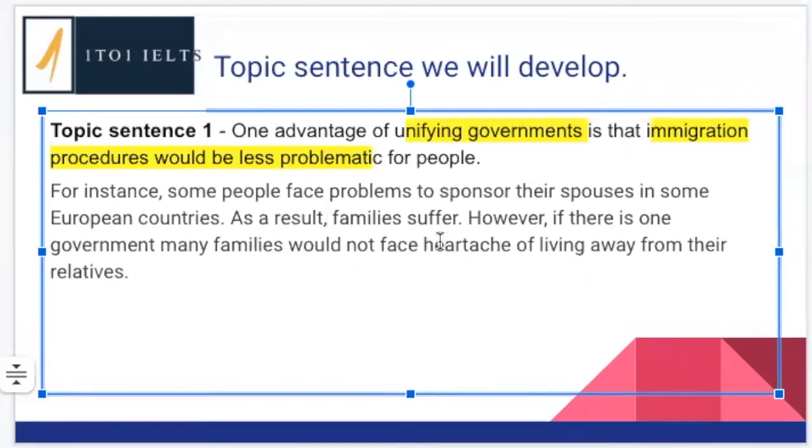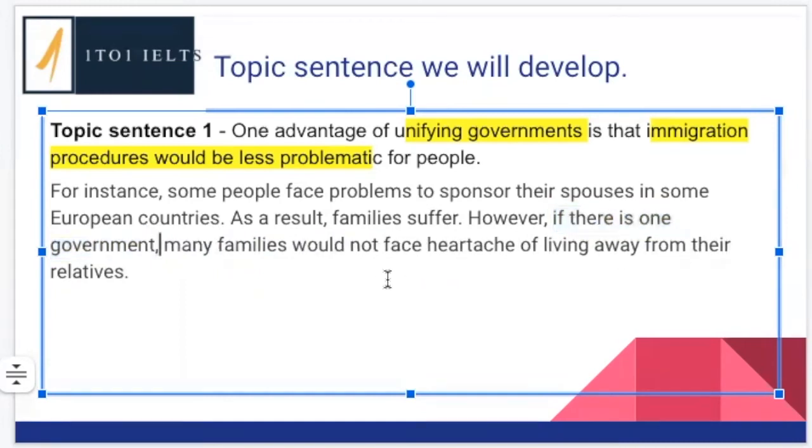So, however, if there is one government. So here we have got a conditional. So when we have conditionals, what's the punctuation situation? You have a conditional sentence, then an independent clause. We always separate them with a comma. There is one government. Many families would not face heartache of living away from their relatives.